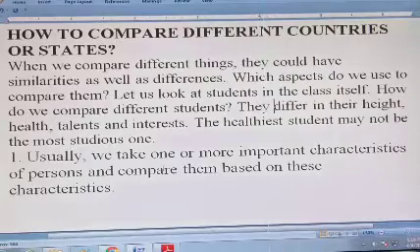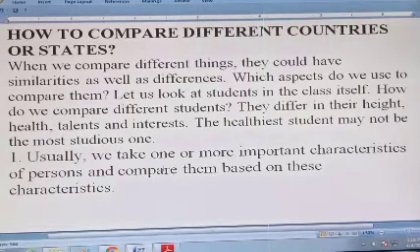In that chapter we have already discussed what development is, different persons having different developmental goals, income and the other goals, as well as national development. In this video we are going to discuss how to compare different countries or states.